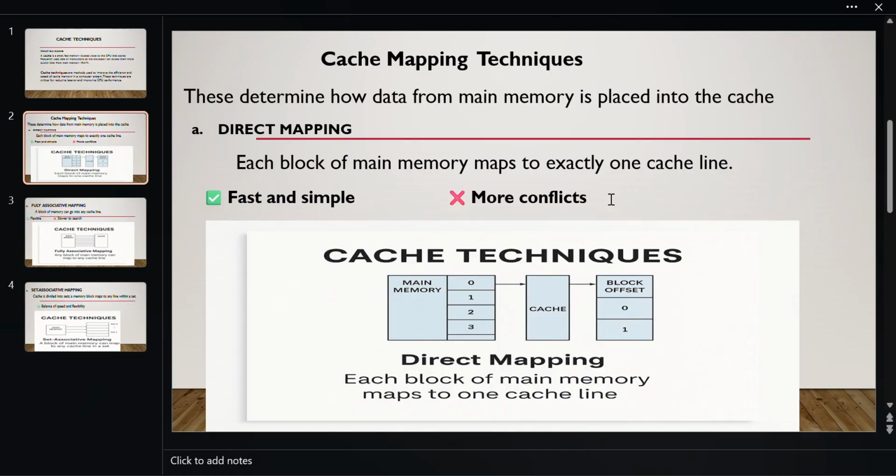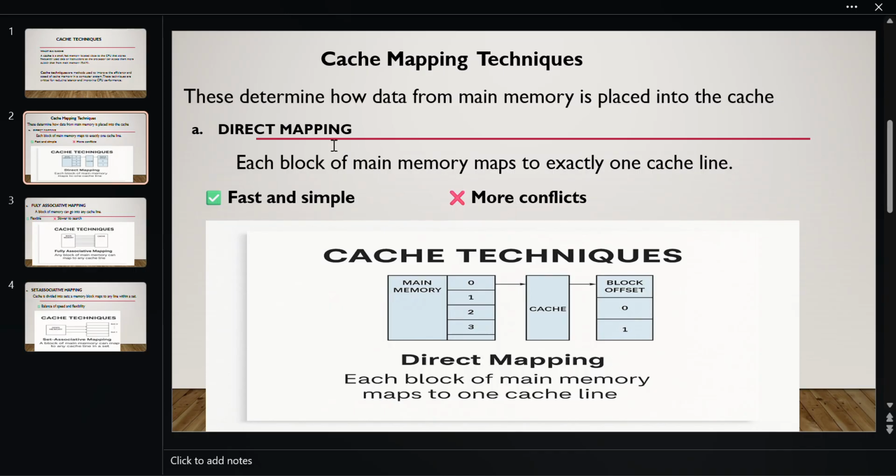Why cache line? If you are using one memory address, you will likely use the nearby addresses too. So instead of fetching just what you need now, it fetches a block that includes nearby data to save time.